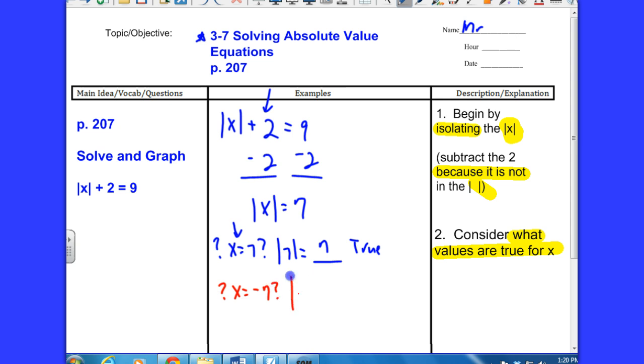What if I said negative 7, and I asked you to give me that value? What is the absolute value of negative 7? Hopefully you said positive 7, because that's true. So here's the conclusion. The conclusion is that x could equal 7, or x could equal negative 7.